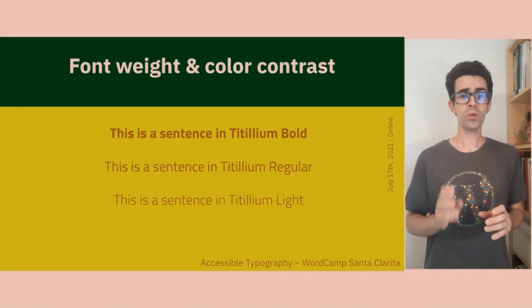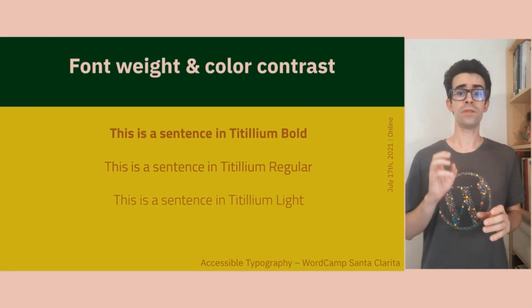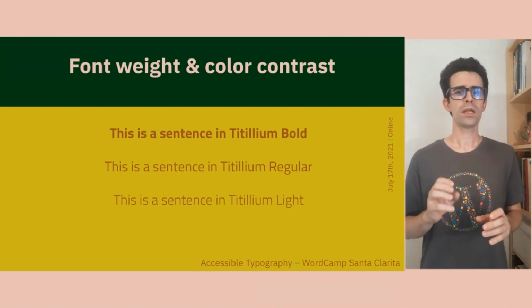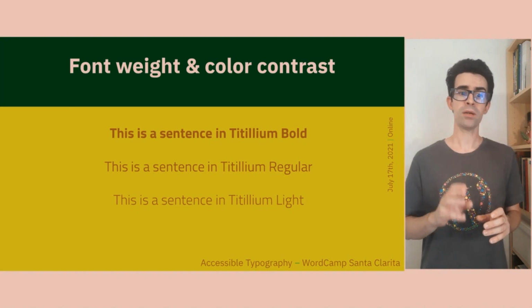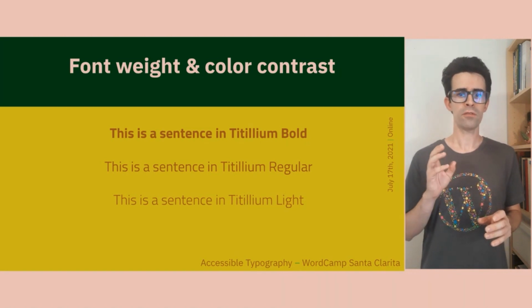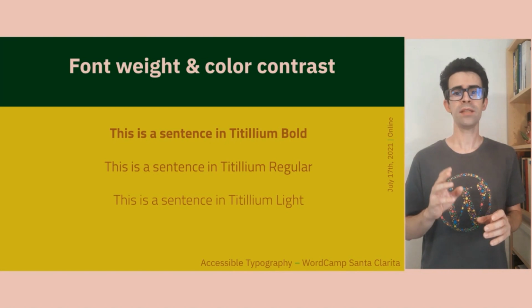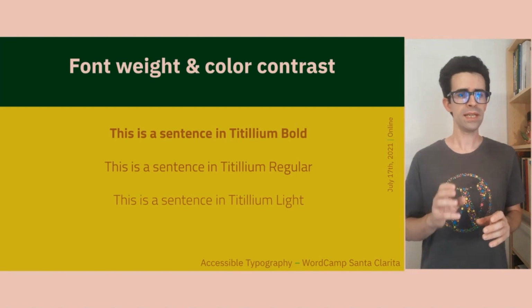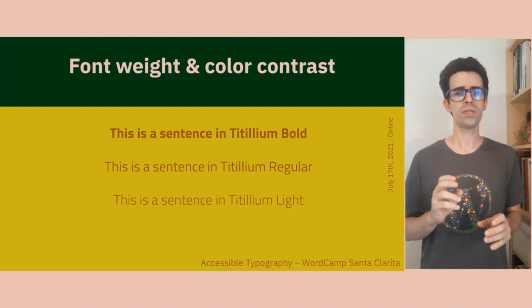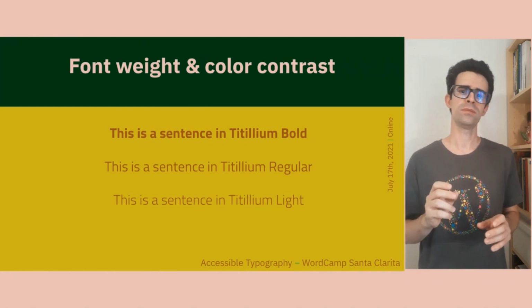Here, I'm showing you 3 different font variations of Titillium. On the top, you have the bold version, in the middle, there's the regular one, and at the bottom, the light one. Color contrast between text and background is 3.01, and the font size is 24 points. So we are fully complying with WCAG at AA level. But still, the light font will probably benefit from a slight increase of contrast between the text and the background.